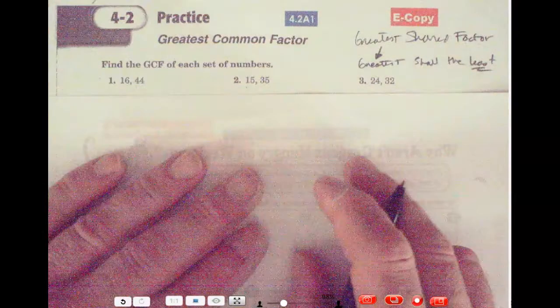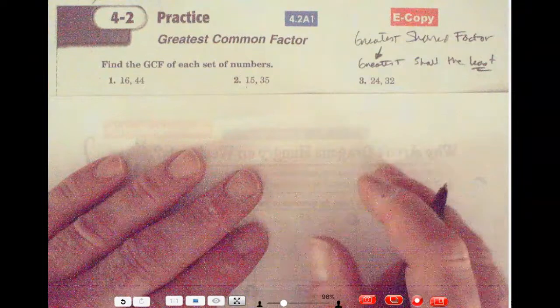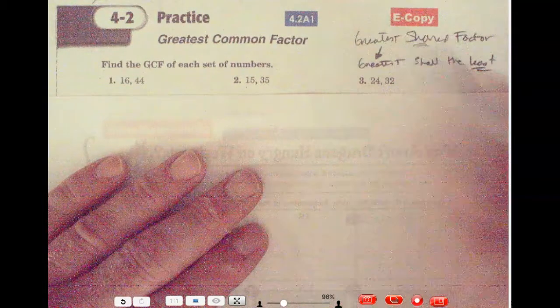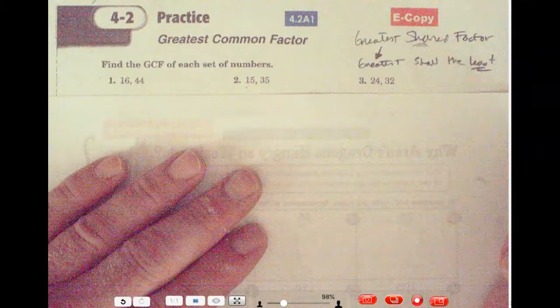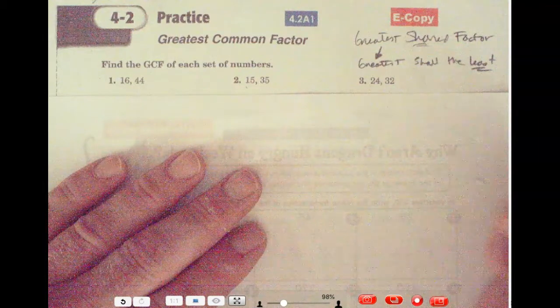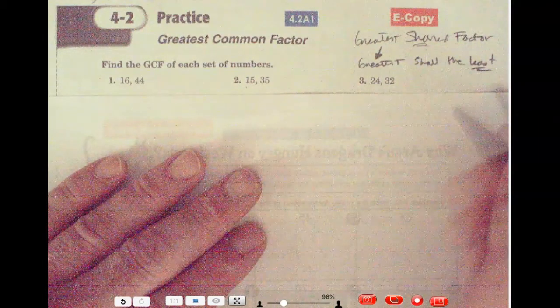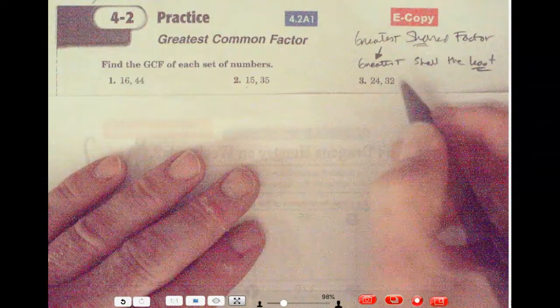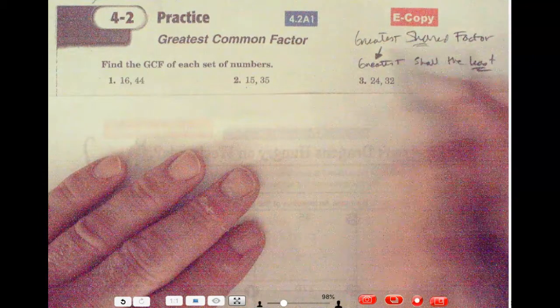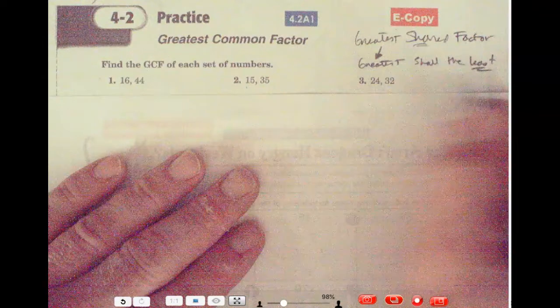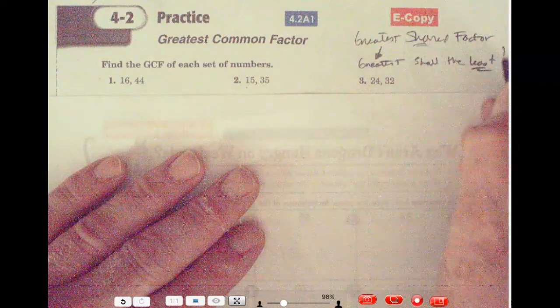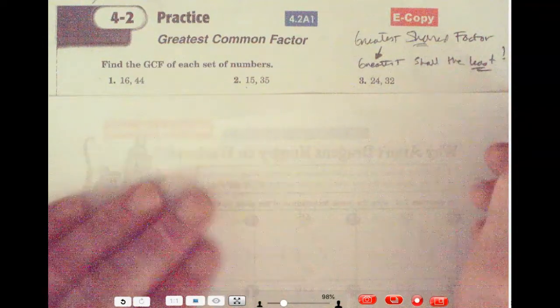Hello, this is a little tutorial on 4.2a1, greatest common factor. I like to think about it as the greatest shared factor. In other words, I'm going to look at the factors of two numbers and find the largest one that they share. Now, I always say that for the greatest common factor, the greatest shall be the least. Sounds like something somebody important would say.